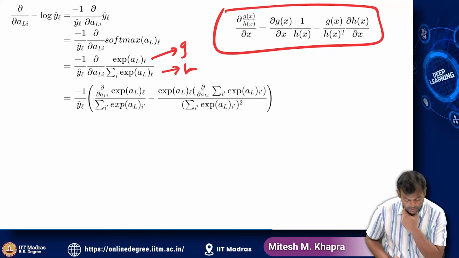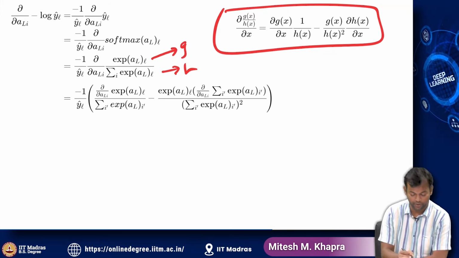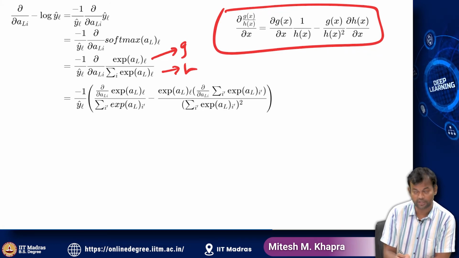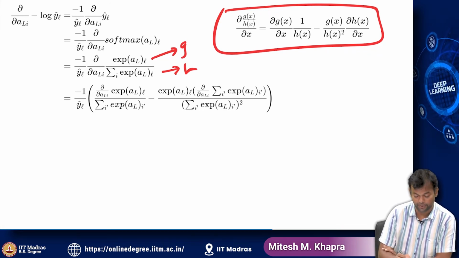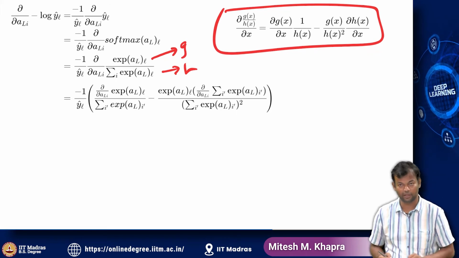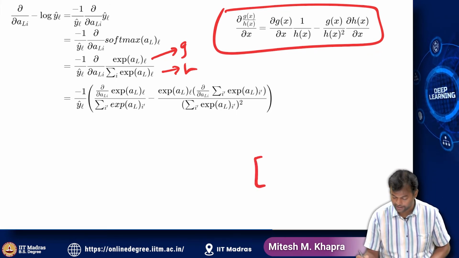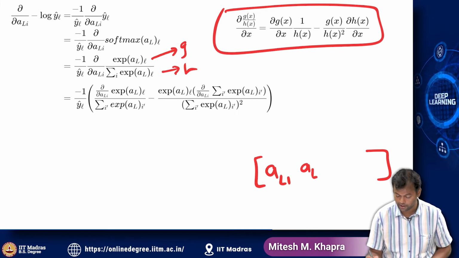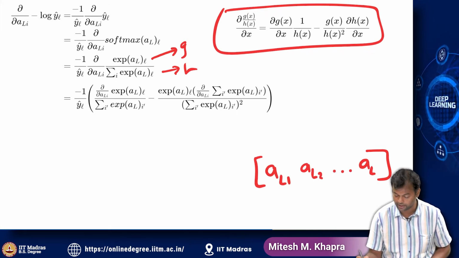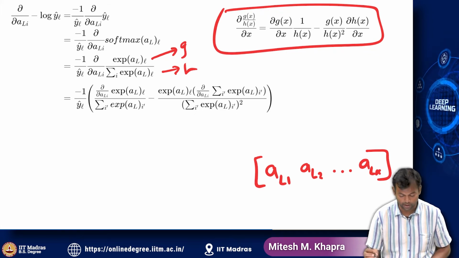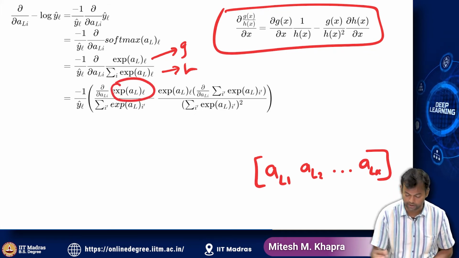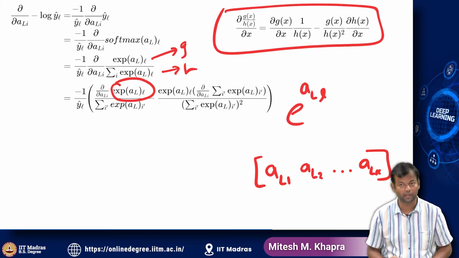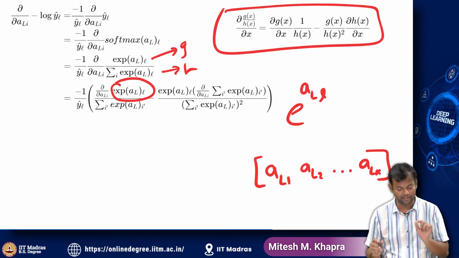Now let's start computing these derivatives. So now I am taking the derivative of e raised to a_l with respect to a_l. Let's see what I am trying to do. Again, I had this vector a_l, which had components a_l1, a_l2, all the way to a_lk. Now I am considering this quantity, which is what? e raised to a_l. There is no denominator here. It is just e raised to a_l.